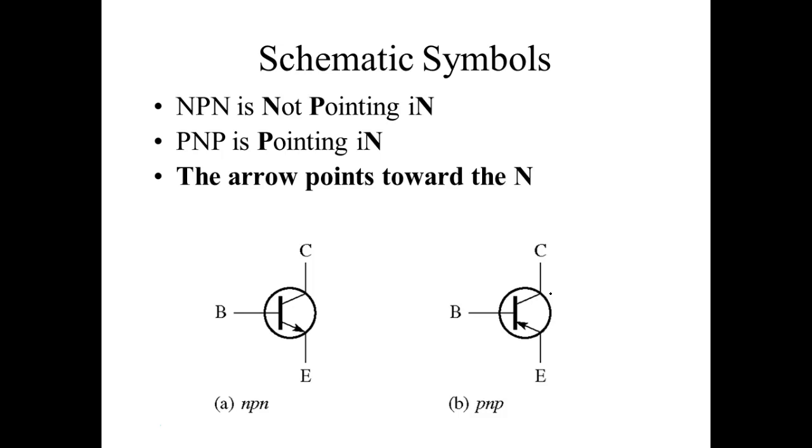So here is not pointing in, so I'd start off not pointing in. And over here pointing in, I'd start off P, N, and then of course we don't have anything for the P. So pointing in and not pointing in, that's the way we identify this. So the one with the emitter pointing out, not pointing in, is the NPN, and the one with the arrow pointing in is the PNP. Are we okay?